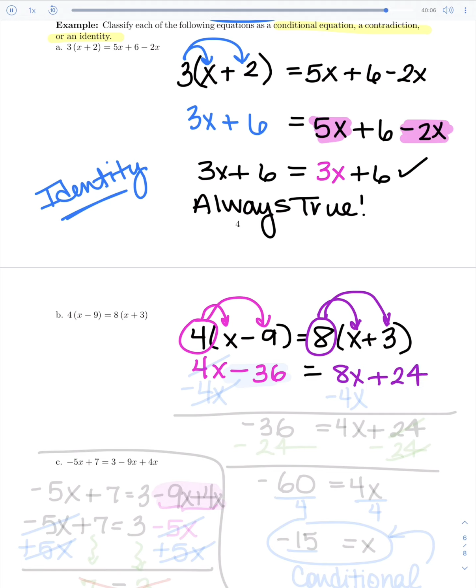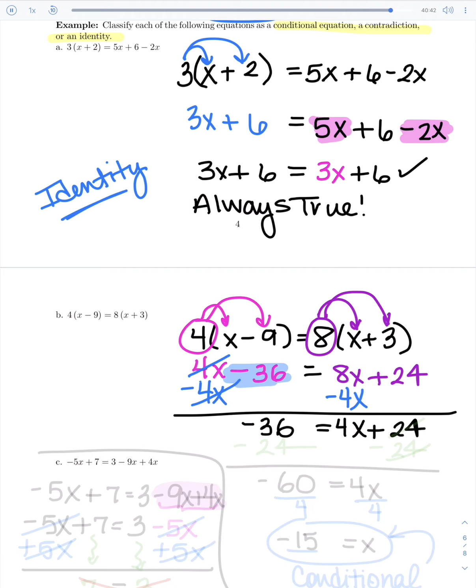Next step is I've got x's on both sides. I need to get the x's on the same side, so we'll move the smaller of the two. We'll move the 4x by subtracting a 4x from both sides. That will move it from the left to the right. Well, that gets me an 8x minus 4x is a 4x. I still have my positive 24 on the right, and be careful on the left, that is a negative 36. See that? Negative 36.